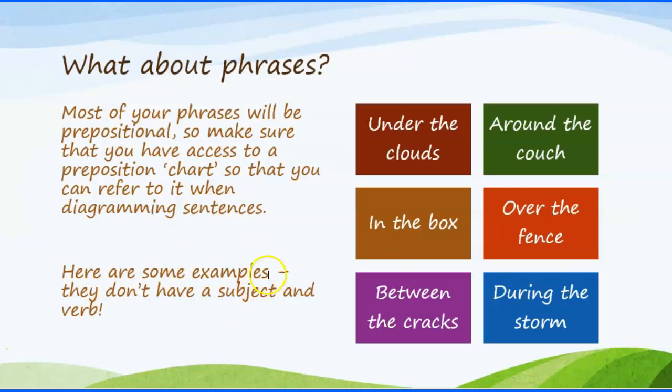But here's some examples. Under the clouds, around the couch, over the fence, in the box, between the cracks, during the storm. They don't have a subject and a verb. They may have a noun, storm. They should have a noun, couch, fence, but they don't have an action word.